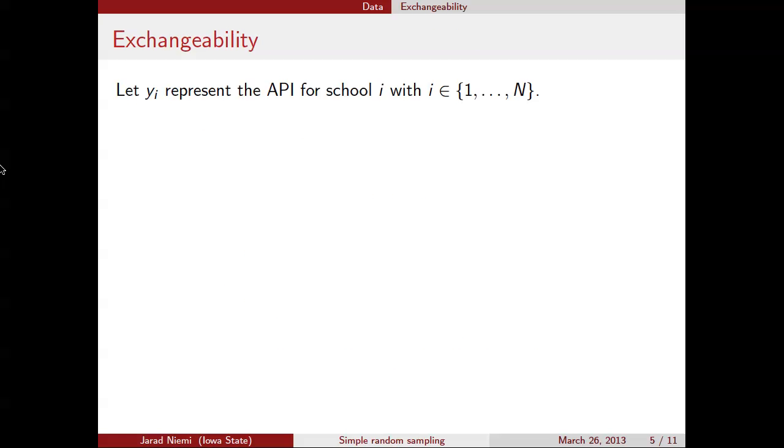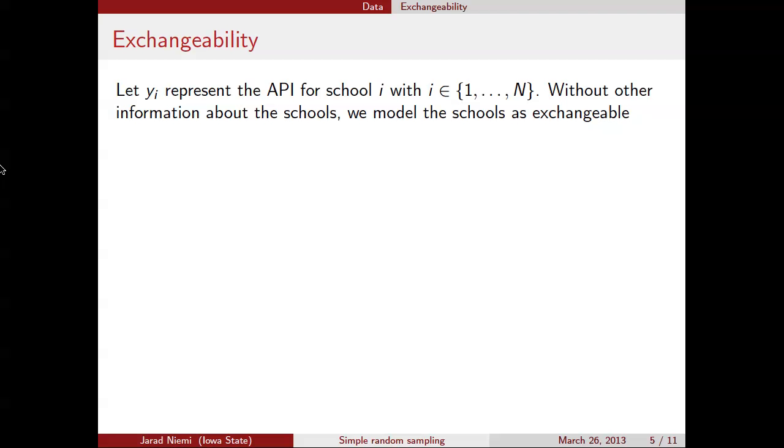All right. So let's let y_i represent the API index for school i, and we have capital N of those. That's 6,194 in this data set. And if we don't have any other information about the schools, right? I already did show you some other information. We know school district. We know the type of school: elementary, middle, or high school. But if we assume we didn't have that information, then it would make sense to model the schools exchangeably.